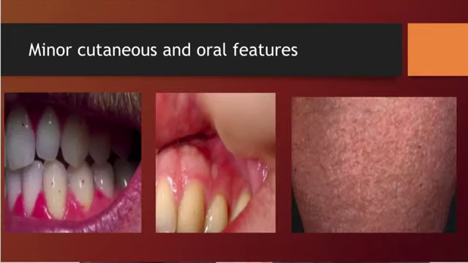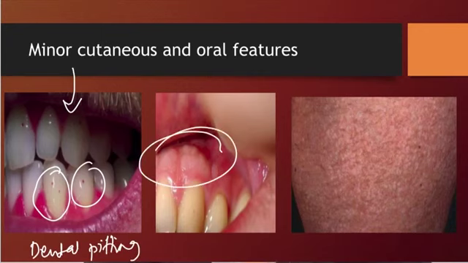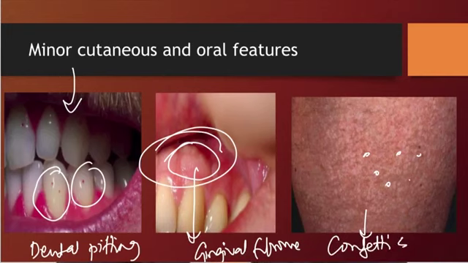The minor cutaneous features include these. Here is what is called dental pitting, which is a minor feature. These hypertrophic lesions here in the gingiva are the gingival fibromas, and these multiple spotted hyperpigmented lesions in the skin which appear like confetti are confetti skin lesions. So these are the three minor cutaneous features.